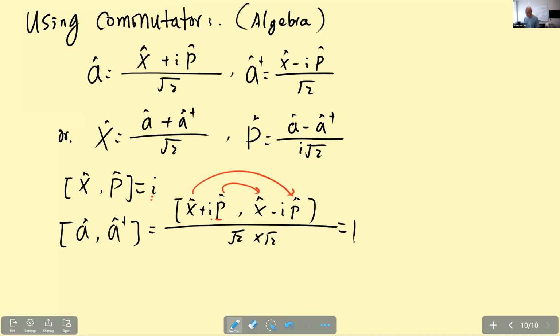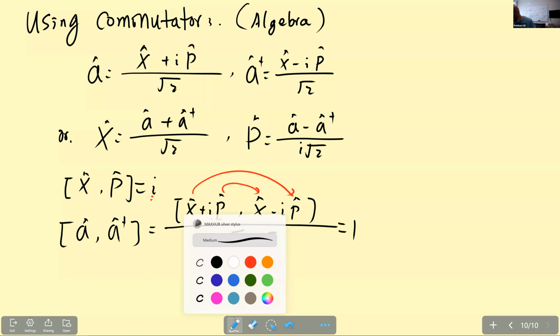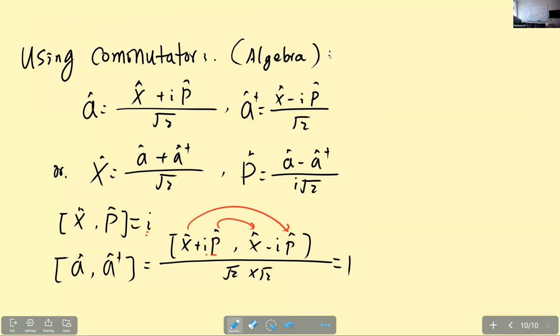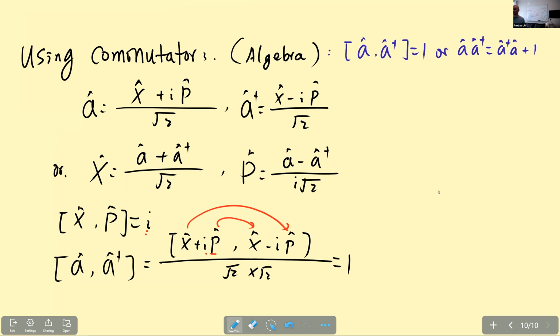So the result is finally just equal to 1. Okay? Right? So the commutator we're going to use is just [A, A dagger] equals 1. Or in other words, we say that A times A dagger equals A dagger A plus 1.